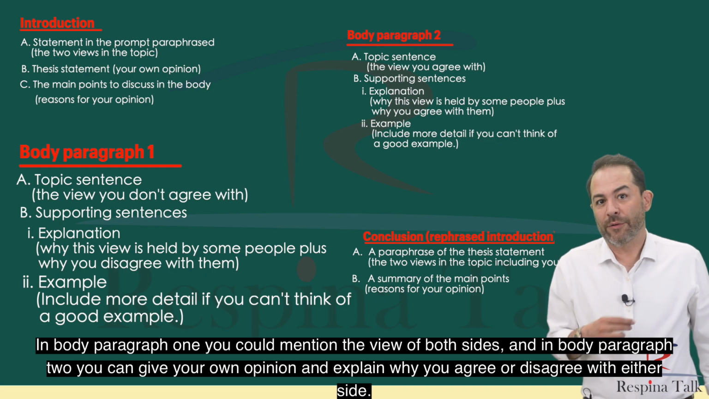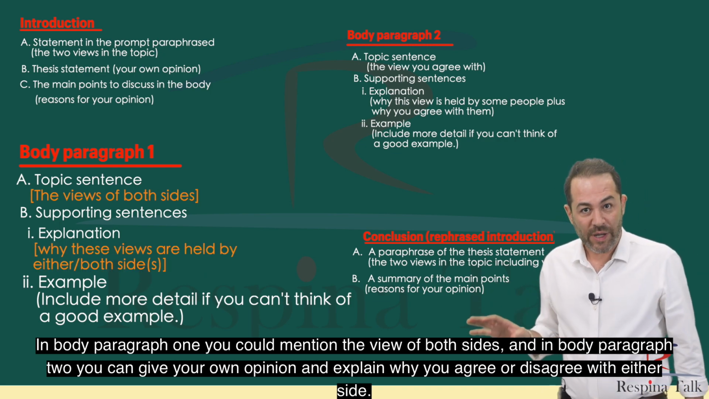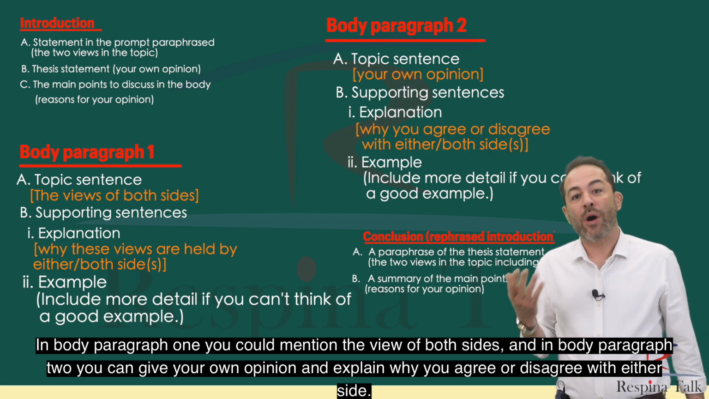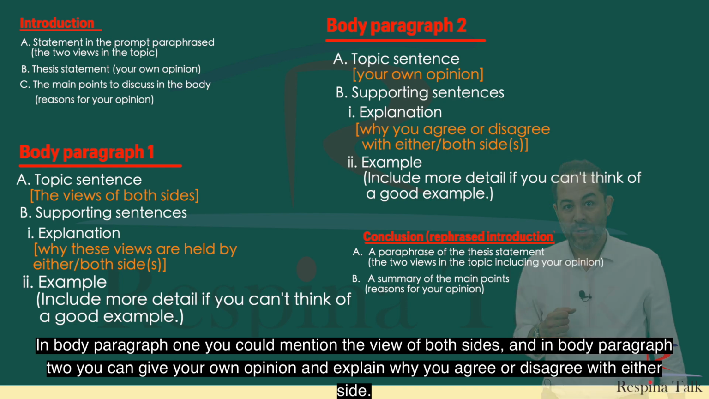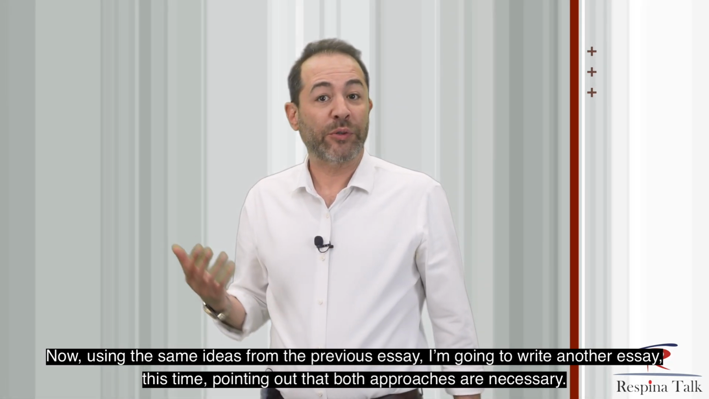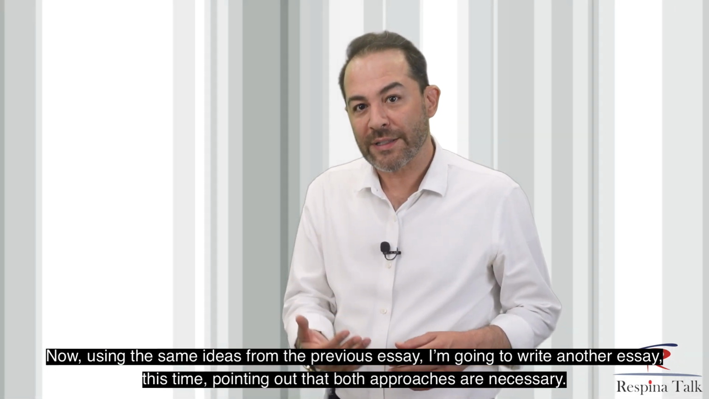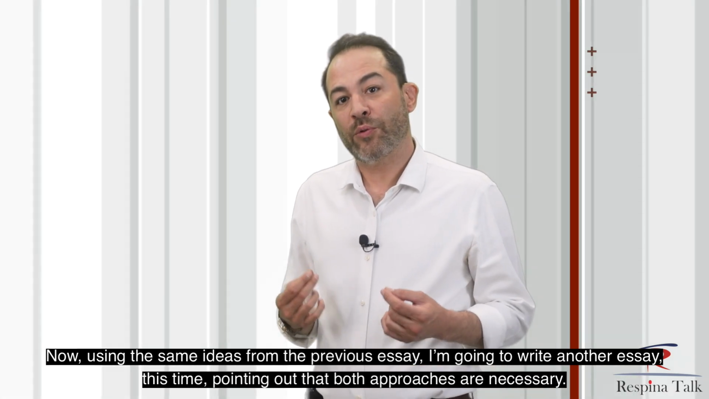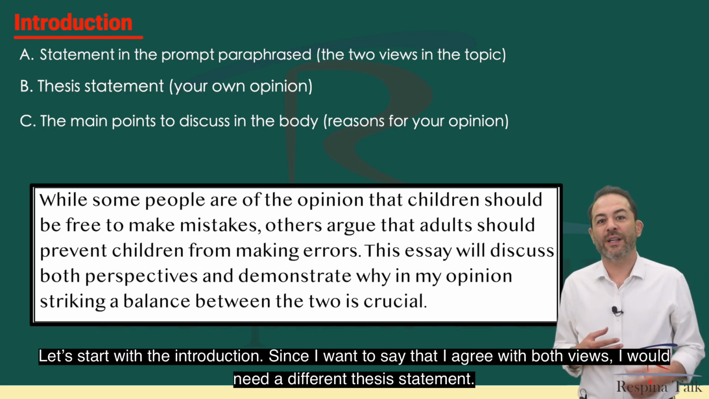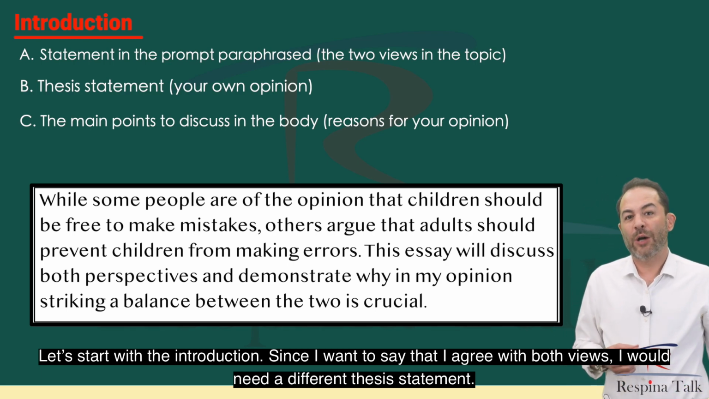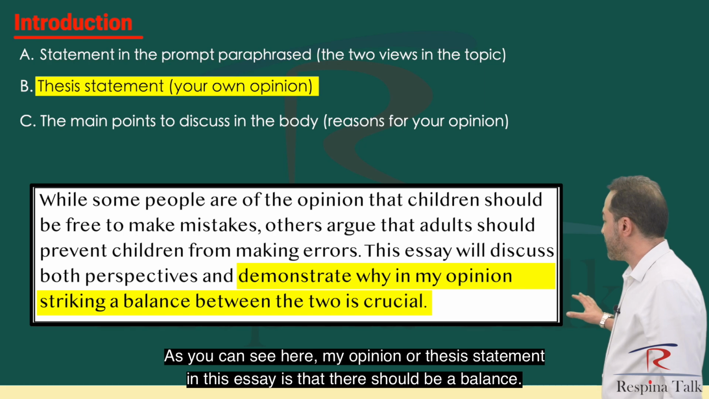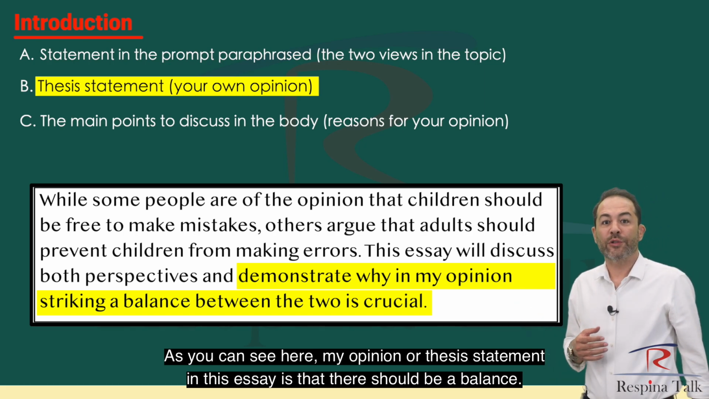In body paragraph 1, rather, you could mention the view of both sides, and in body paragraph 2, you can give your own opinion and explain why you agree or disagree with the other side. Now, using the same ideas from the previous essay, I'm going to write another essay, this time pointing out that both approaches are necessary. Let's start with the introduction. Since I want to say that I agree with both views, I would need a different thesis statement. As you can see here, my opinion or thesis statement in this essay is that there should be a balance.